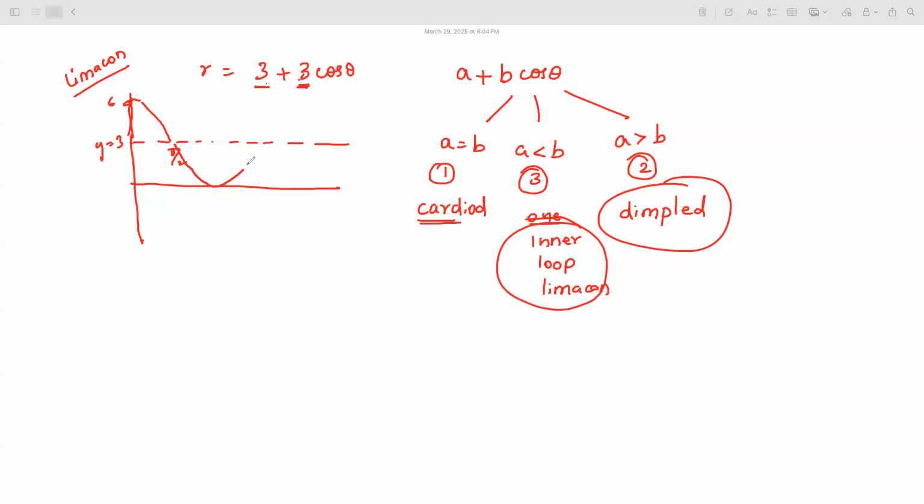And then it goes up and above. This is 2 pi, right? So this is pi. Any questions here? Any questions in this?